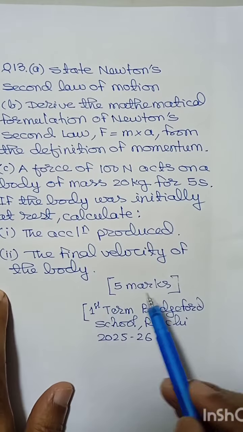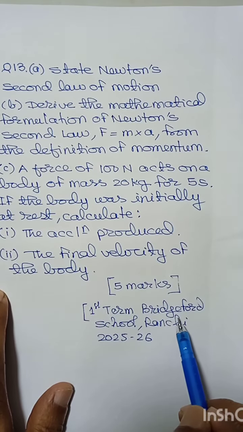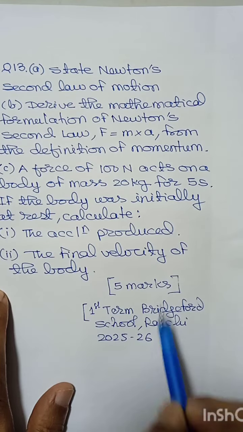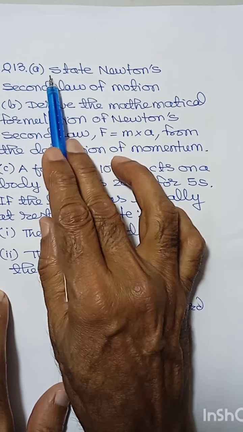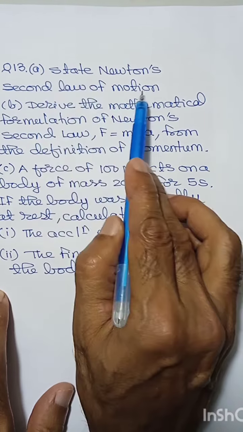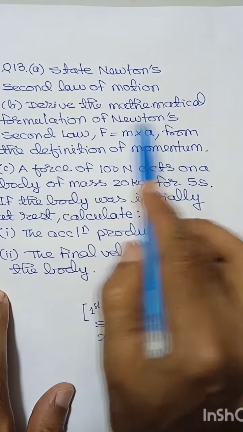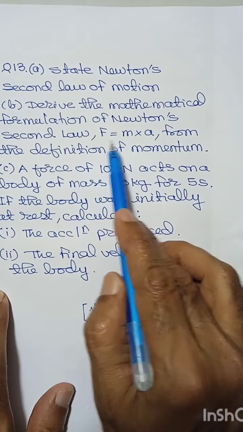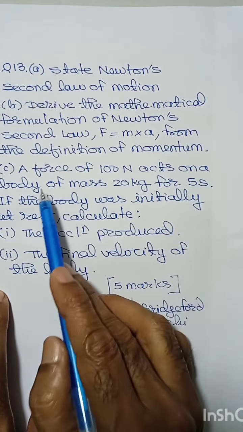There is a 5 marks question in today's first term exam of Bridgeford School, Ranchi, 2025-26. So see this question. This question is of 5 marks. State Newton's second law of motion. B. Derive the mathematical formula of Newton's second law of motion. Force is equal to mass into acceleration from the definition of momentum.